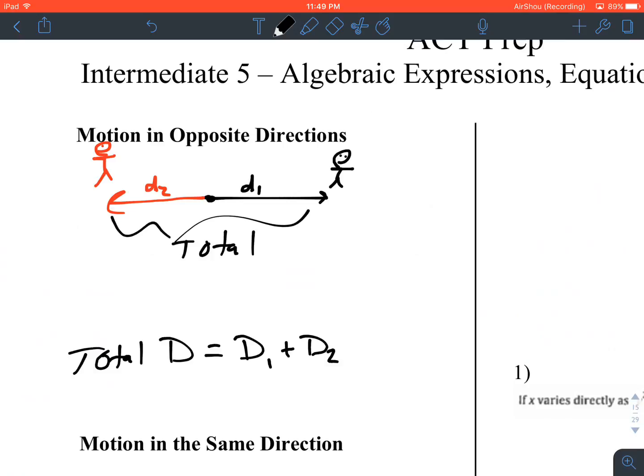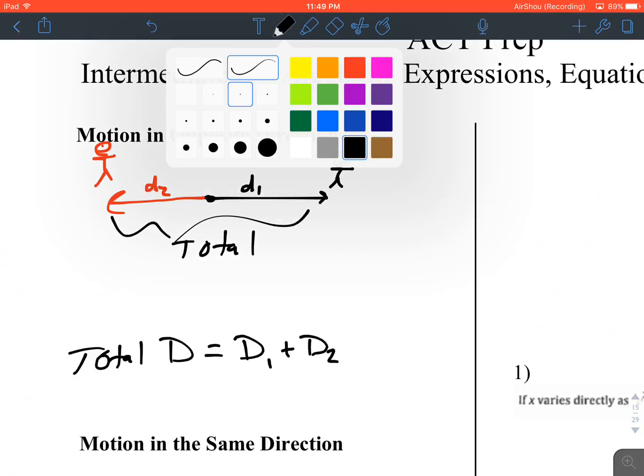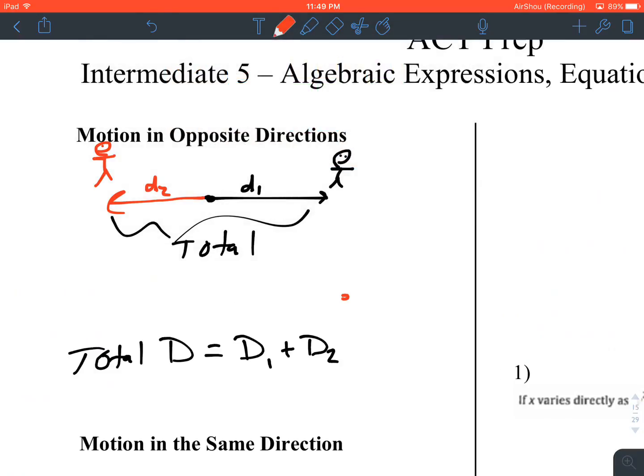Another scenario that you have is a couple dudes or dudettes are apart from each other, and they are moving towards each other. Perhaps a little attraction pulls them towards each other, like magnets. In both cases here, once again, the total distance is going to be the distance of one of the people plus the distance of the other.